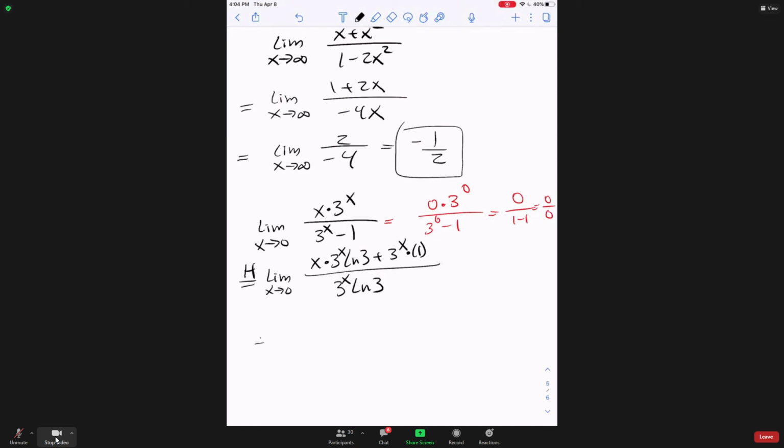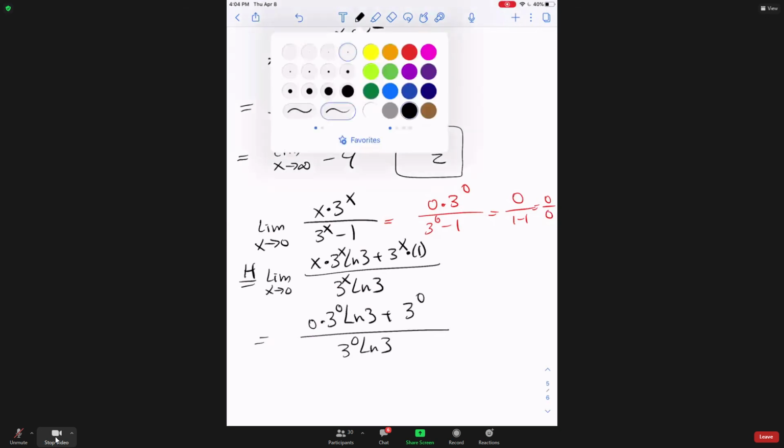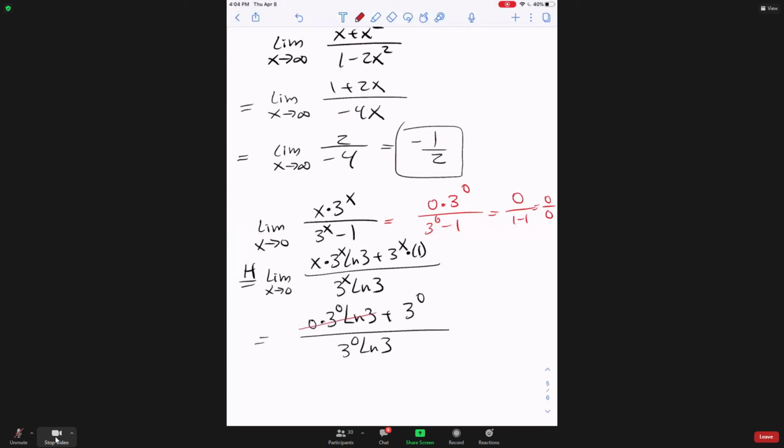Now let's try to plug in 0. So we get 0 times 3 to the 0 ln 3 plus 3 to the 0, all over 3 to the 0 ln 3. So now 0 times anything is 0, so this whole thing gets cleared out. So we just have 3 to the 0, which is 1. And that's 1 as well. So 1 times natural log of 3. So 1 over ln of 3.